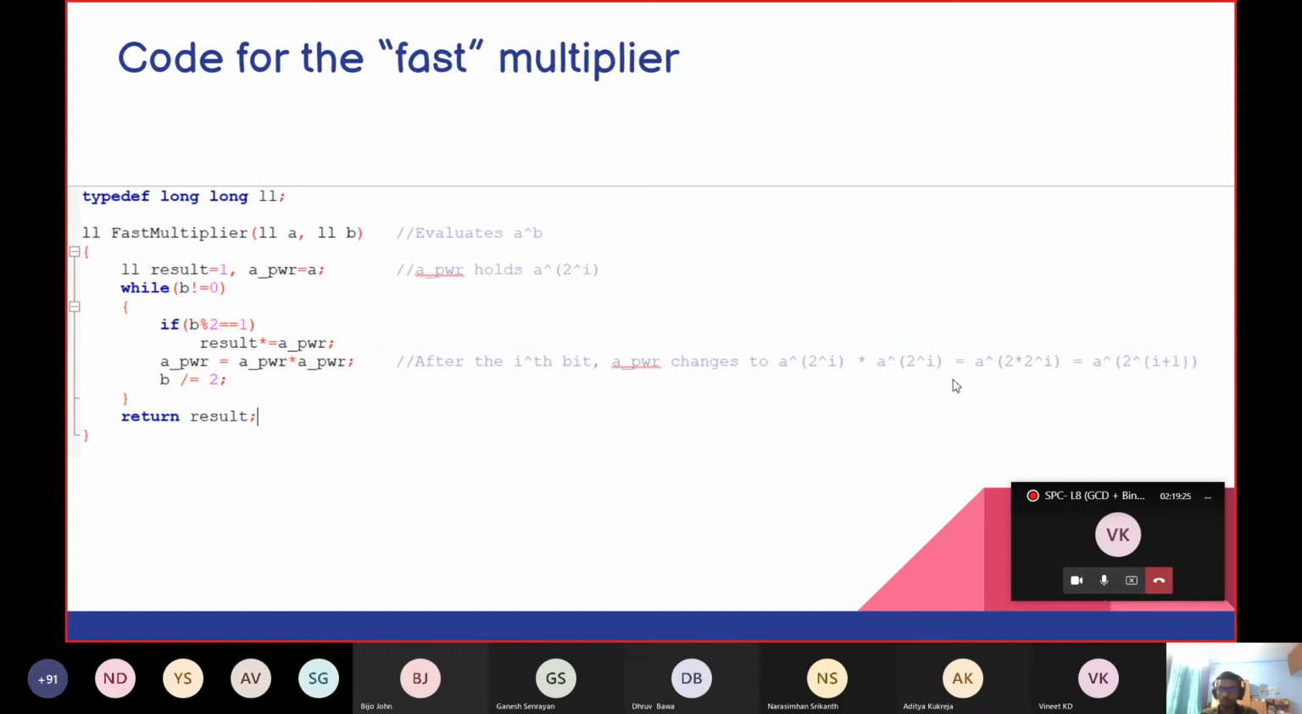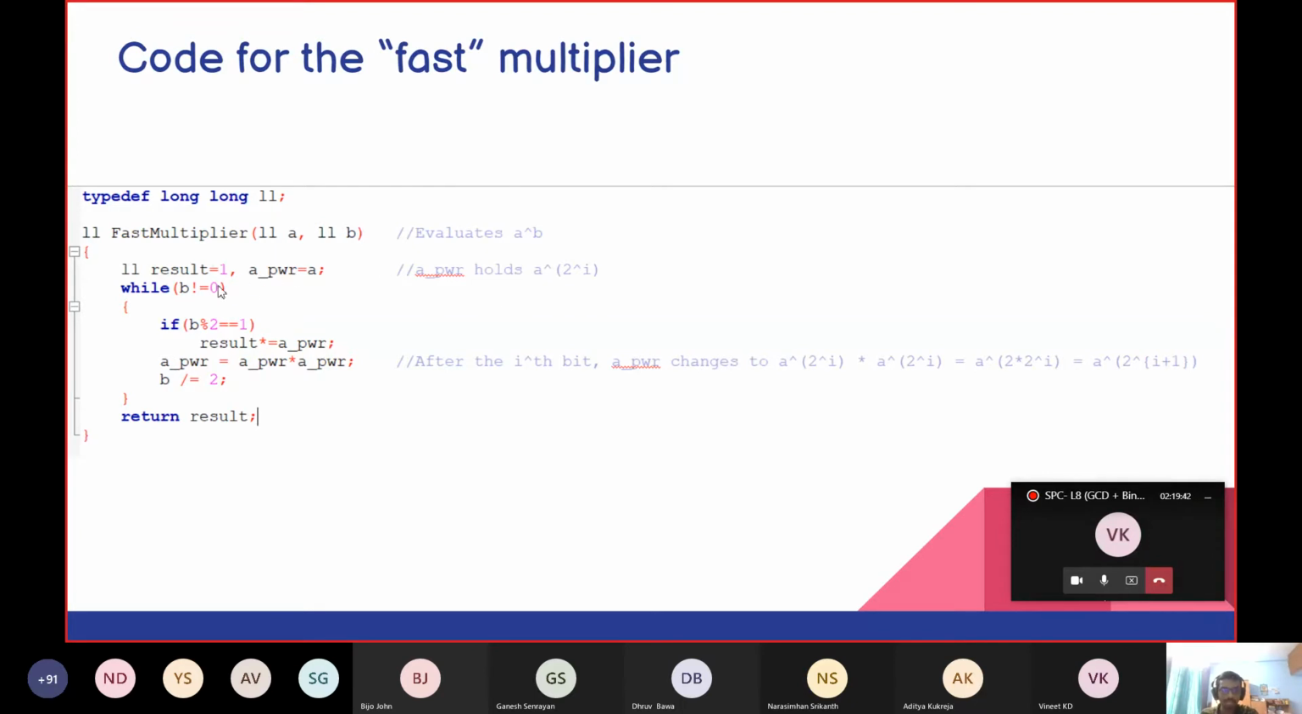In the previous case, I had stored it in an array. This time, instead of storing it in an array, every time I find the ith bit, I am finding what the 3 power 2 power i is. And when I go to the next bit, if I square it, it will become 3 power 2 power i plus 1. So instead of storing those in an array, I am saving space.